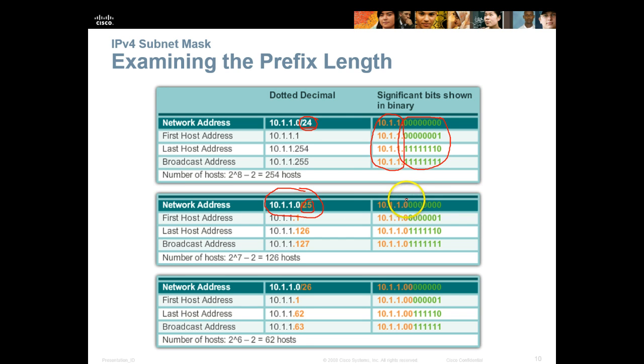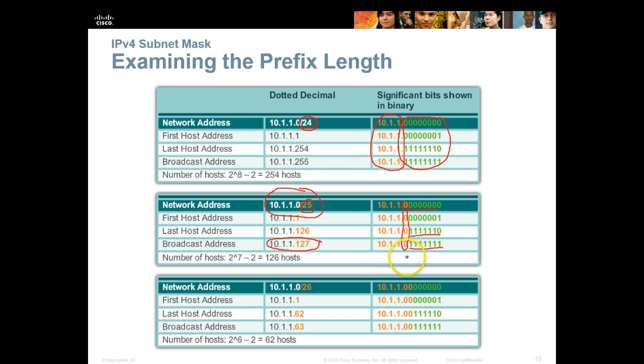Here's a situation where we actually have 25 network bits, which means the first bit in the last octet is actually a network bit. Cisco is going to ask you whether something is a host address, a network address, or a broadcast address. The definition of a network address is simply that all host bits are 0. The definition of a broadcast address is that all host bits are 1. Anything else, where the host bits aren't all 0 and aren't all 1, is a host address.